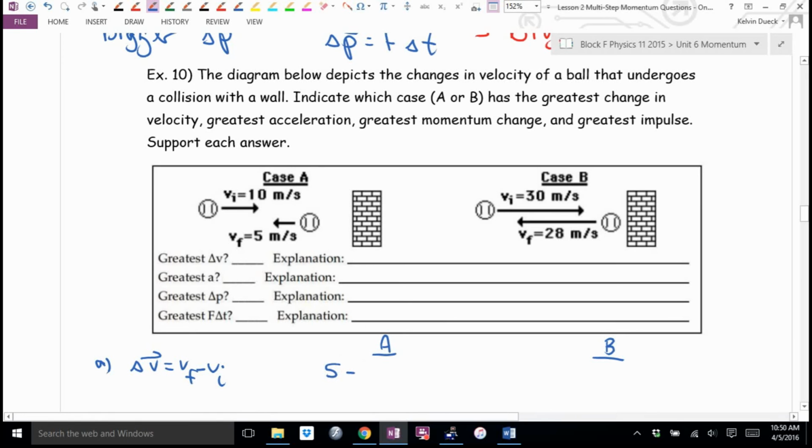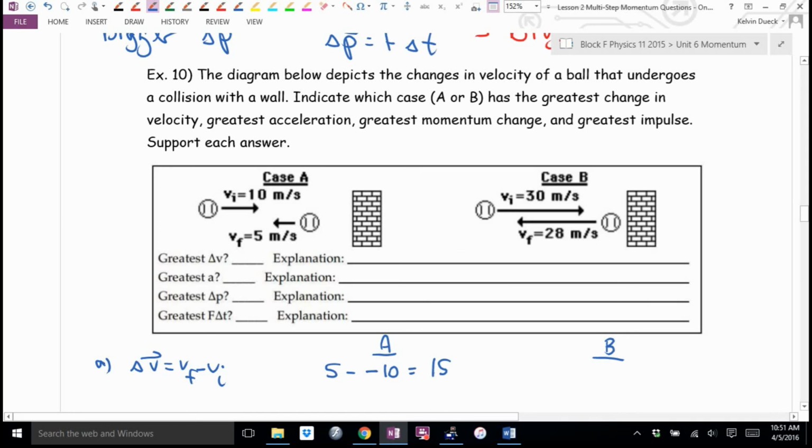What's the initial velocity of case A? Don't say 10. Not if you let V final be positive 5. Then what's the initial, if you let final be positive? It's going to be negative. Has to be. By the way, what's the minus minus the same as? So 15? Yes?